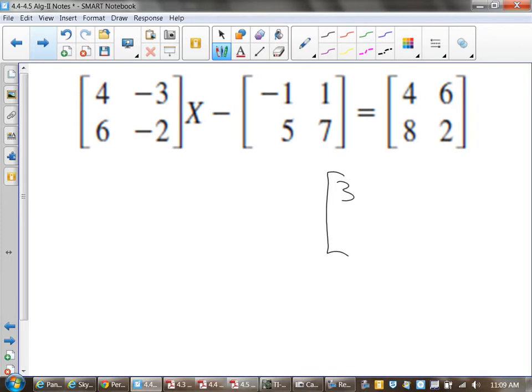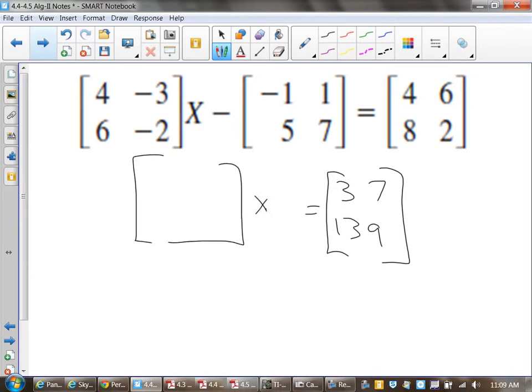1 and 6? 7, 5 and 8? 13, 7 and 2? 9, now what do you do? Right. Use your inverse. Now you set up and use your inverse.